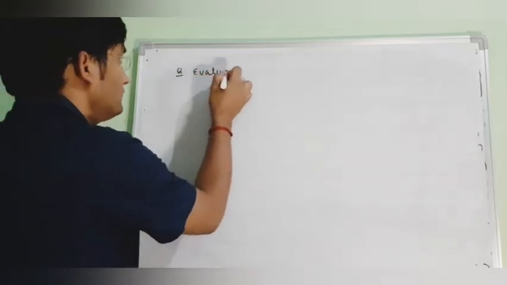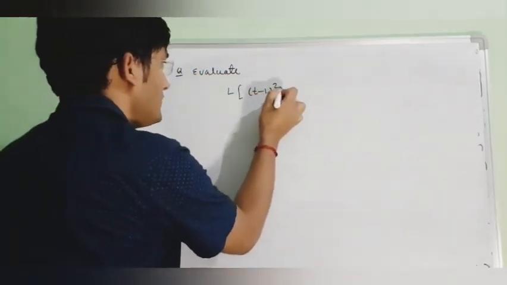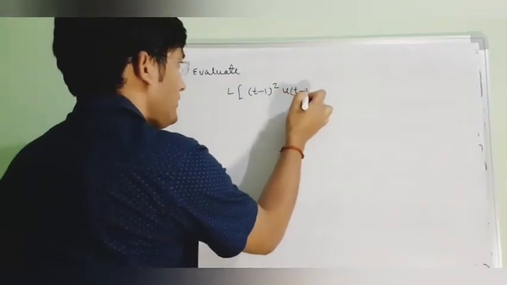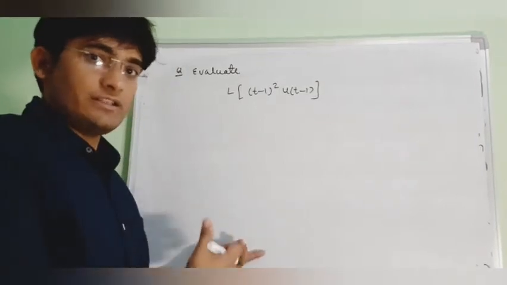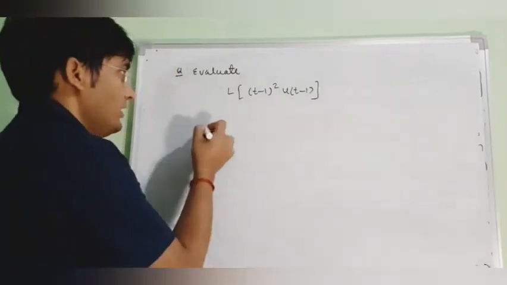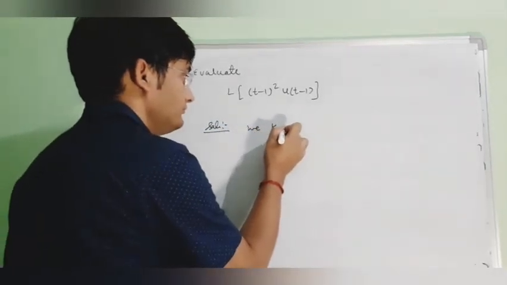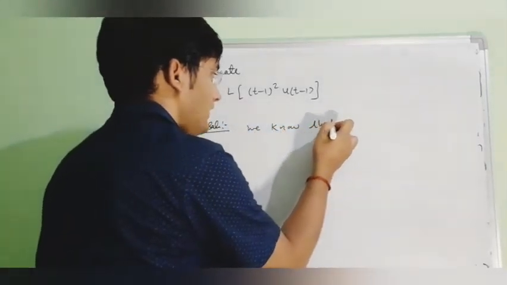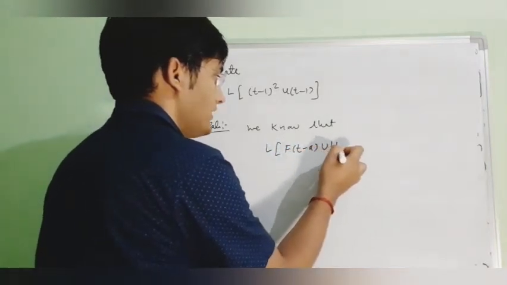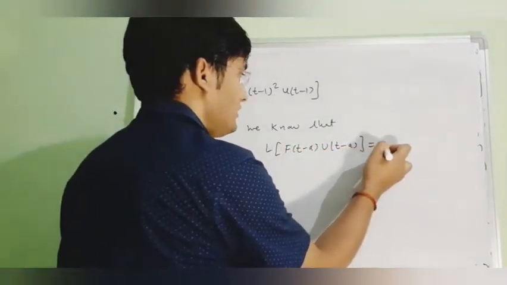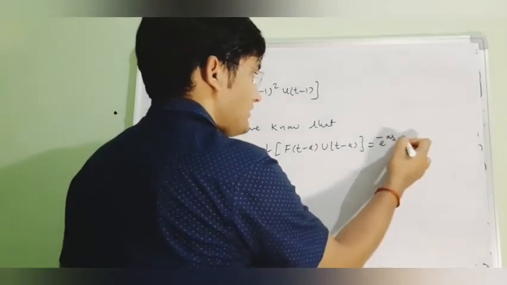Evaluate the Laplace transformation of (t minus 1) whole square u(t minus 1). So this is basically related to the second shifting formula. Solution. We know that the Laplace transformation of f(t minus a) u(t minus a) is equal to e to power minus as into F(s).